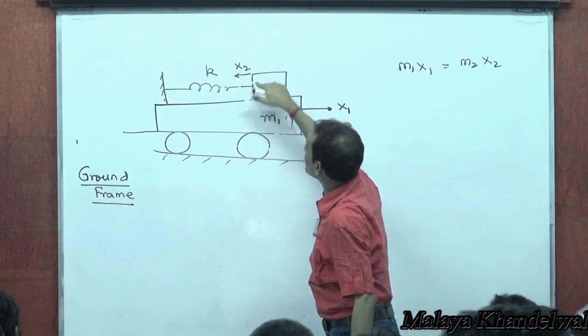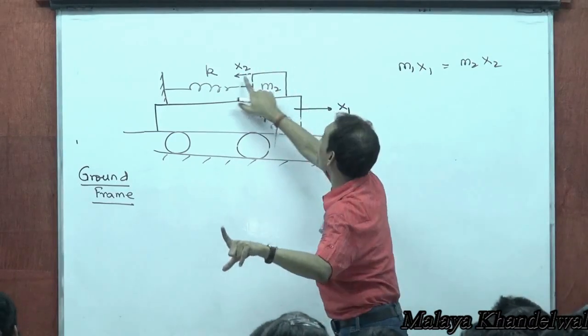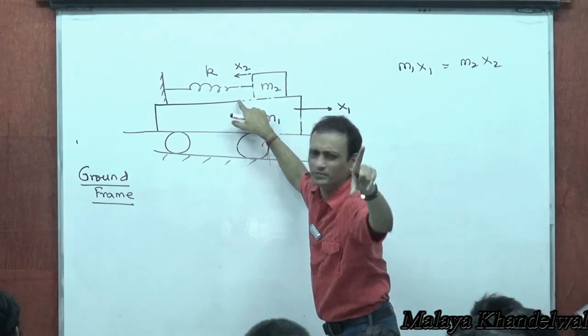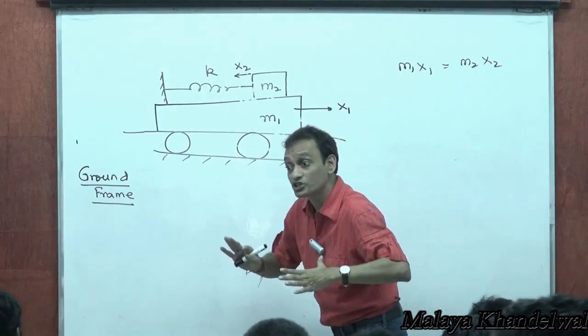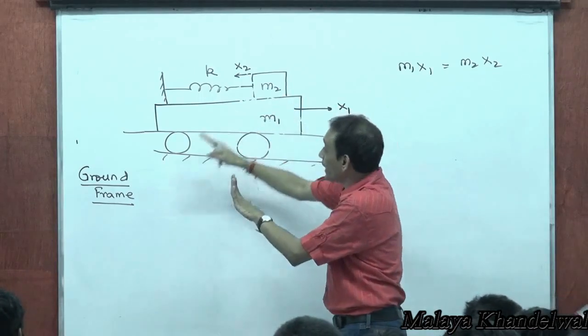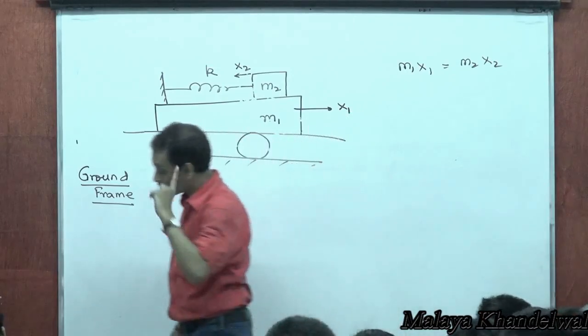Then it would have been M2 x2 equals (M1 plus M2) x1, if this was x2 with respect to the cart. Go back to the raft problem that I dealt with earlier. So that was the distance moved on the raft. L was the distance moved on the raft, meaning with respect to the raft. This was the distance moved by M2 as seen by the ground frame. That's the difference. Please make sure you understand this.